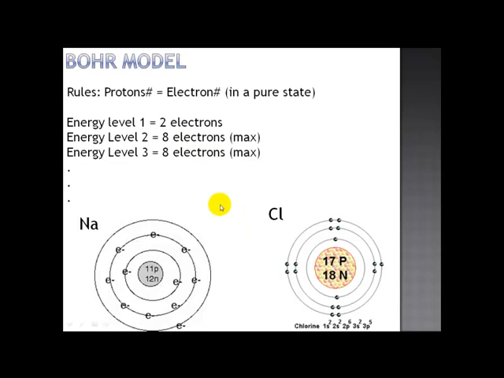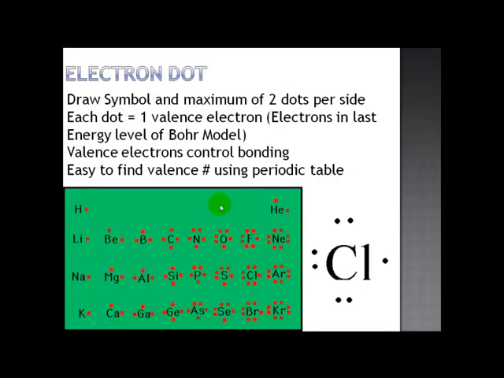So if you were to pick out a few in practice, just follow these rules. Practice makes perfect. The electron dot model is a little different and a little simpler than the Bohr model. You don't have to include the proton-neutron number. What you draw is the chemical symbol for the element and the number of valence electrons. Each dot represents one valence electron. Now, valence electrons are the electrons that are in the last energy level, your outermost electron shell.